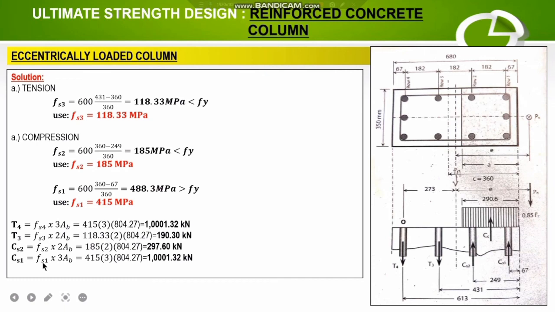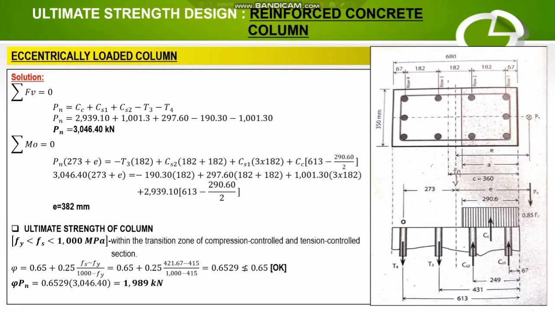So Cs1 is equal to Fs1 times 3Ab, equals 415 times 3 times 804.27, which is the value of 1 area of bar. Therefore, Cs1 is equal to 1001.32 kilonewtons. After solving for the tensile forces of each section, the tension and the compression sections, we can now find the nominal axial load Pn.